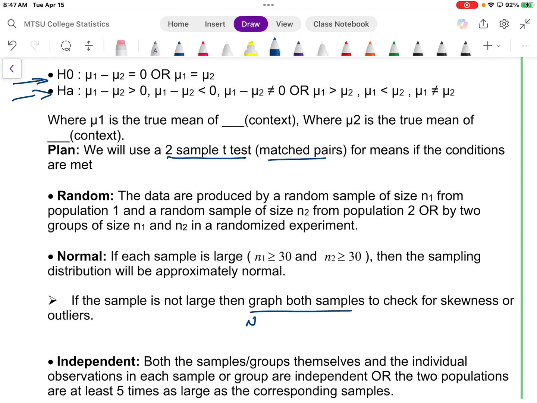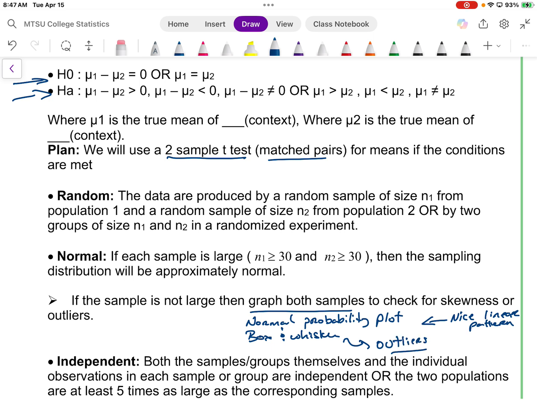So that's where we're doing the normal probability plot, and then we're also doing a box and whisker. Again, in the normal probability plot, we're looking for a nice linear pattern. And the box and whisker, we're using that as a double check for outliers. Do we have outliers?